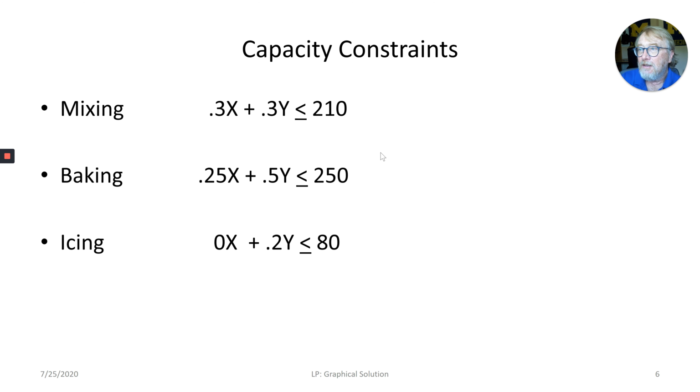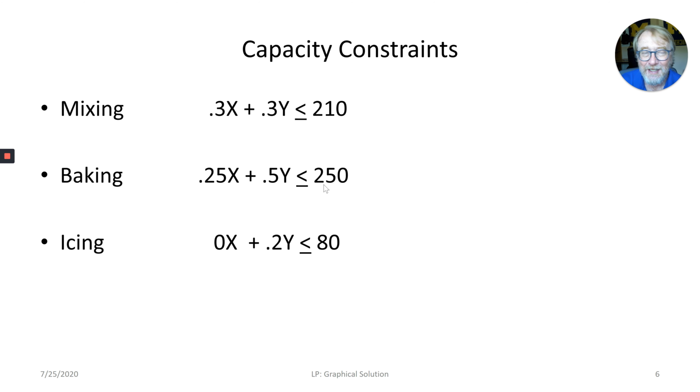Okay, so here's how we write down the capacity constraints. They're inequalities, and what we have on the left-hand side is just how much we use up. If you look at baking, every pound of cookies consumes a quarter hour of oven time, and every pound of cake consumes a half an hour of oven time. That's what we're doing here with these linear equations. And we have a capacity constraint: it maxes out at 250. We just physically can't run the ovens more than 250 hours in a day.